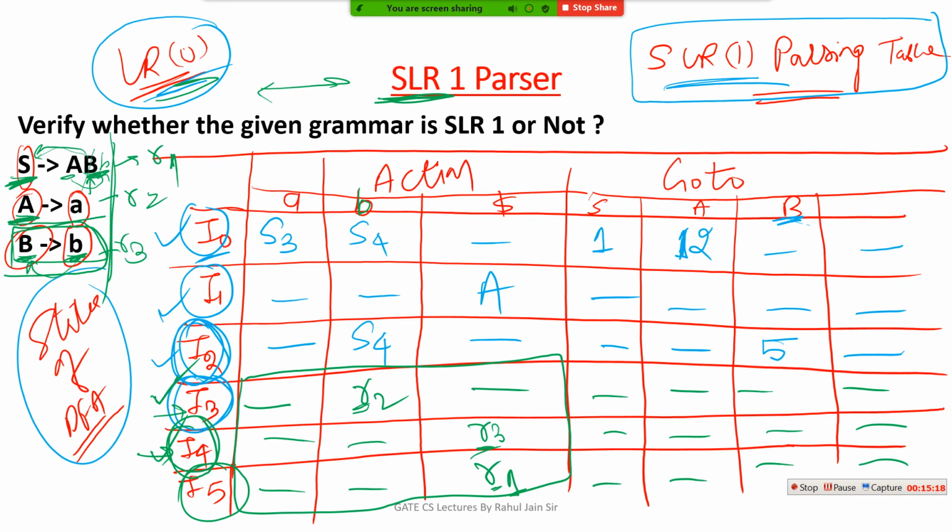So now in this table I am not getting any shift reduce conflict, because each block is separate, and in each block either shift is there, or blank is there, or reduce is there, but no shift reduce conflict is there, as well as no reduce reduce conflict. That is why I can conclude that it is an SLR1 parsing table. I can now conclude on the basis of this parsing table that it is SLR1.